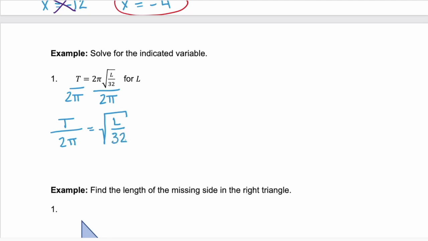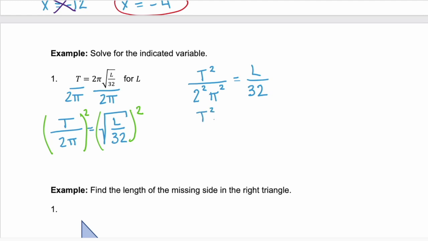Now we can use that product rule to get rid of the square root. So we need to square the square root, and we need to square the left-hand side. So doing that would give us t squared over 2 squared pi squared equals L over 32. And let's simplify that left-hand side a little more. We'd have t squared over 4 pi squared equals L over 32.